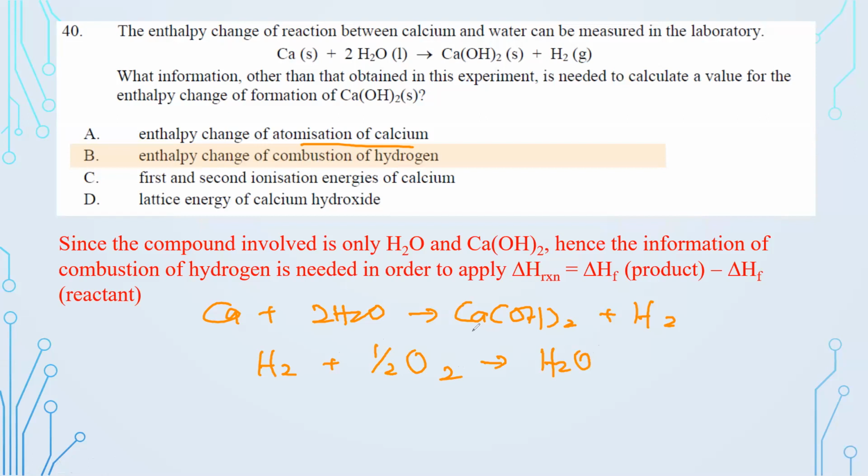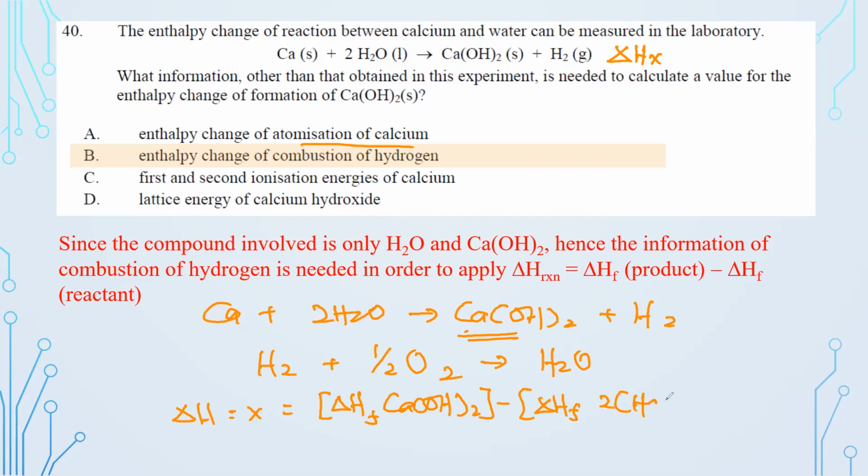Okay, so you want to get the enthalpy change of the formation for CaOH2. So let's say this is X. The enthalpy change of formation X is equals to total product minus total reactant, CaOH2, minus the enthalpy change of the formation for H2O. Because this one, enthalpy change of formation is equals to 0, and this one is enthalpy change of formation also equals to 0, isn't it? So that is how you can get the equations in here.